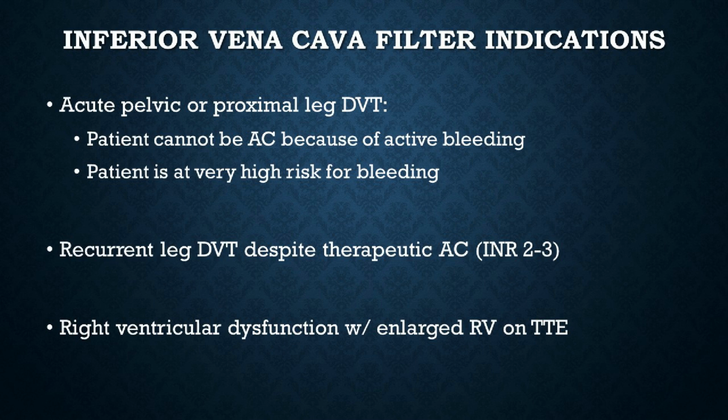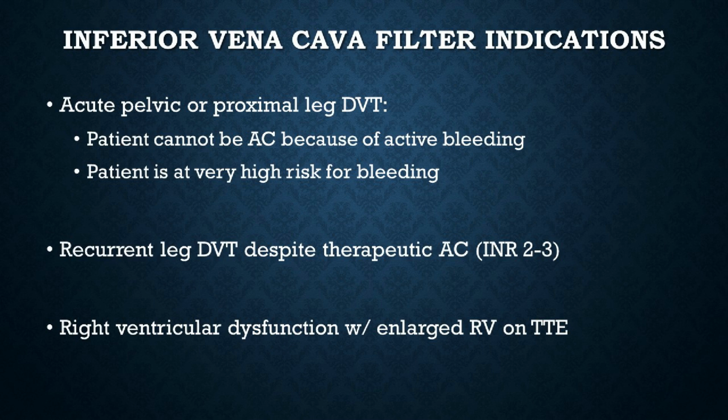Last but not least, let's discuss the indications for inferior vena cava filter placement. Now we have three situations here. First, if the patient has acute pelvic or proximal leg DVT, you're gonna put vena cava filter if the patient cannot be anticoagulated because of active bleeding, or the patient is at very high risk for bleeding.